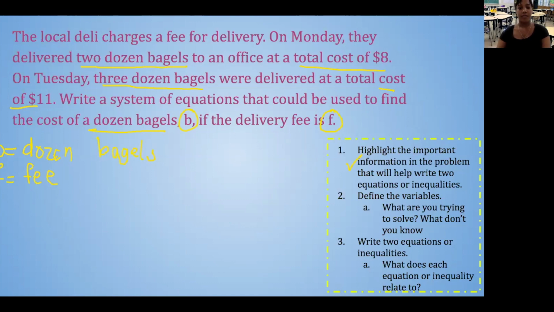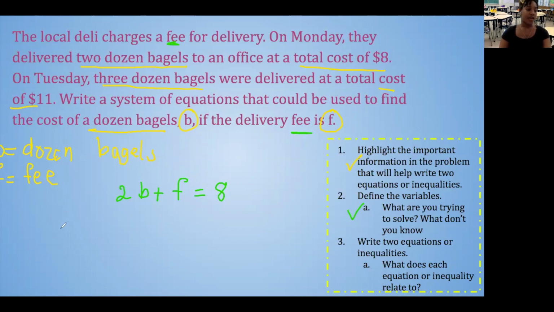So the very next thing that we want to do is write the 2 equations. We're trying to relate what we know, right? So there's 2 things that we know already. We know how much it costs for 2 dozen bagels to be delivered. So 2 dozen bagels to be delivered was a total cost of $8. But remember, there's a fee. They charge a fee for delivery. So 2 dozen bagels plus the fee brings you to the total of $8.